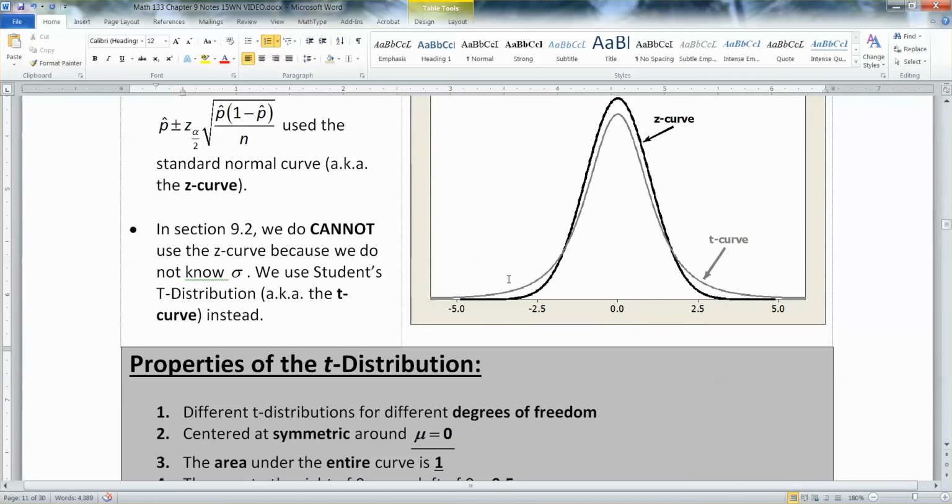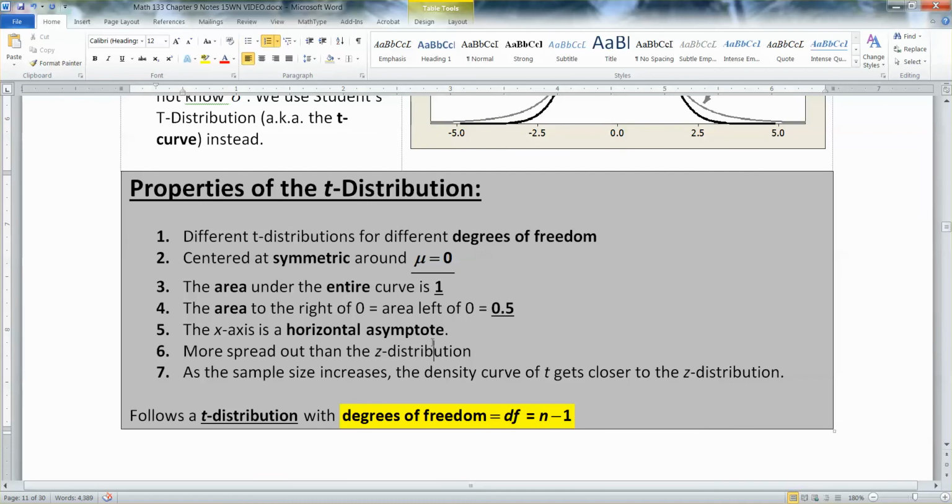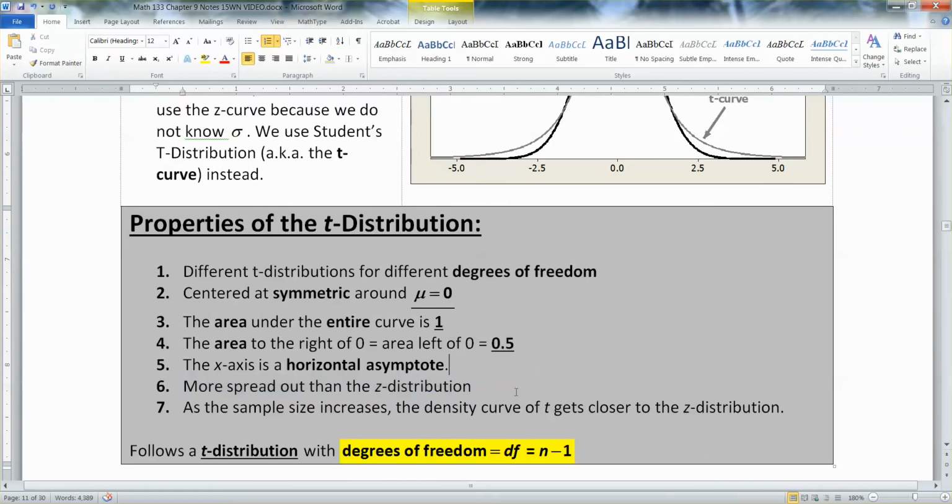And just like on a z-curve, the x-axis is a horizontal asymptote. You can see that gray curve surfing along the x-axis there. It doesn't hit it quite as fast. Of course, it never actually touches it, but it gets really close, and it has a fatter tail than the z-curve. Other than that, it looks a lot like a z-curve. It looks like a z-curve with fat tails. So it's more spread out, and that's key. It has fatter tails and a lower peak in the center. That's what it means to be more spread out than the z distribution.